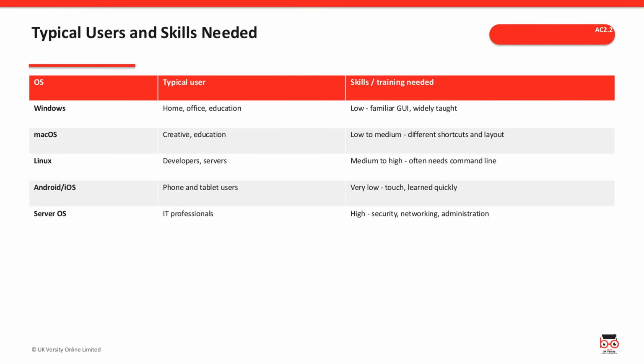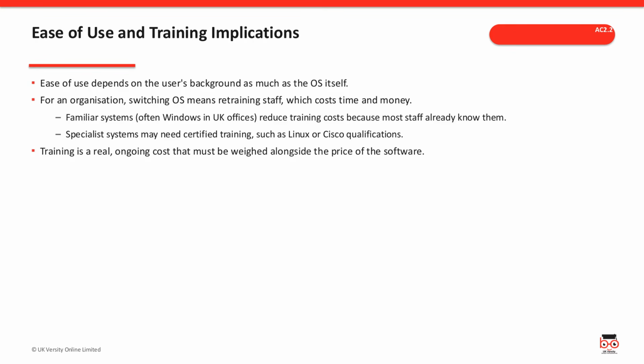macOS is a favorite in creative and education settings, needing only a little adjustment to different shortcuts and layout. Linux, popular with developers and on servers, often demands command-line confidence, while Android and iOS are picked up almost instantly. Full server administration, by contrast, needs real skill in security and networking. Ease of use, it turns out, depends as much on your background as on the OS itself.